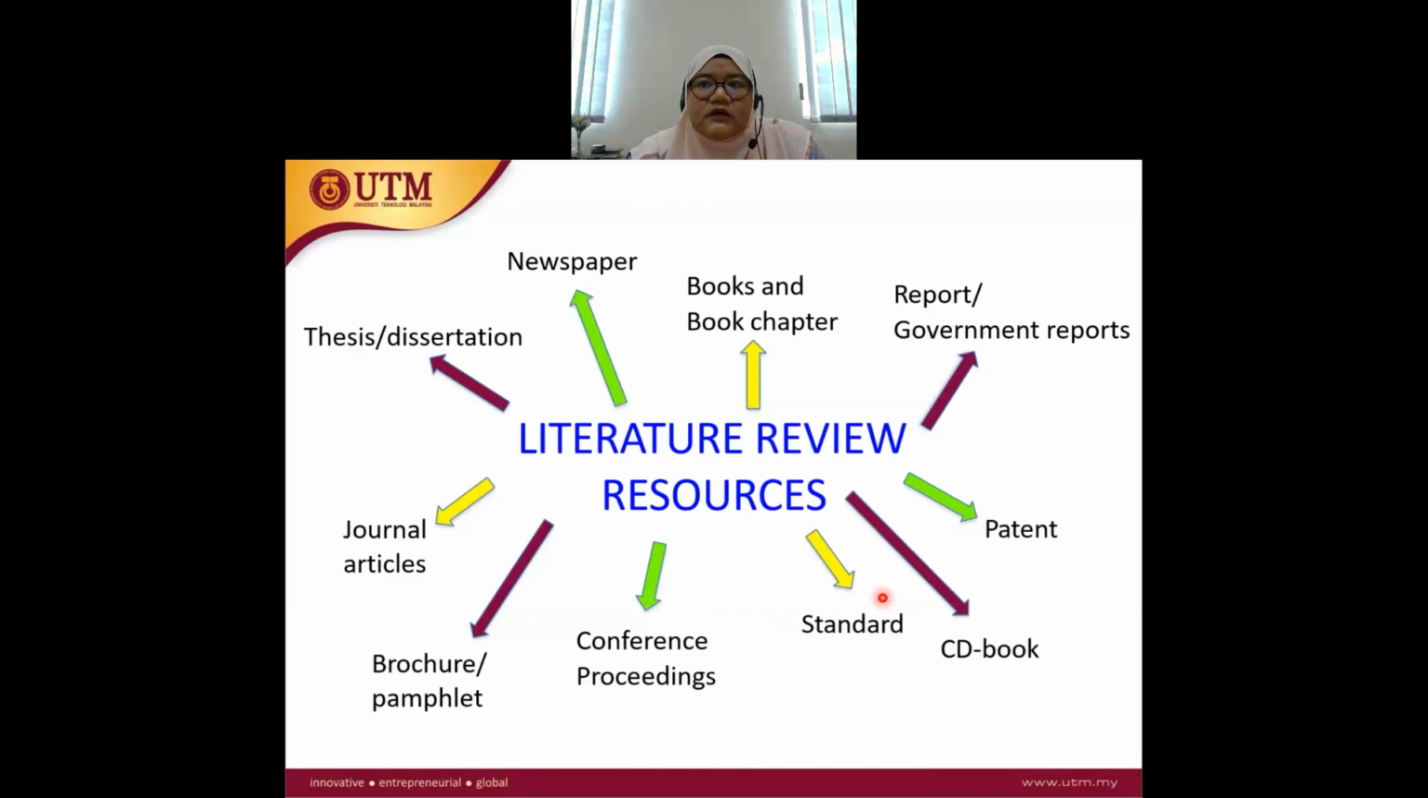provided by the higher authorities. Next, from conferences or proceedings, brochures and pamphlets, and the most important thing is journal articles. You might also find your literature from theses.